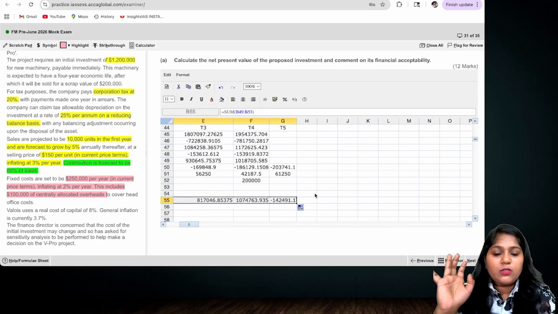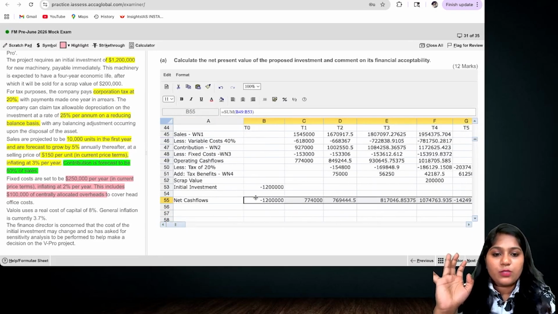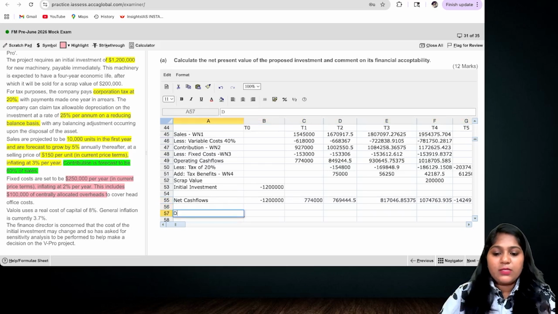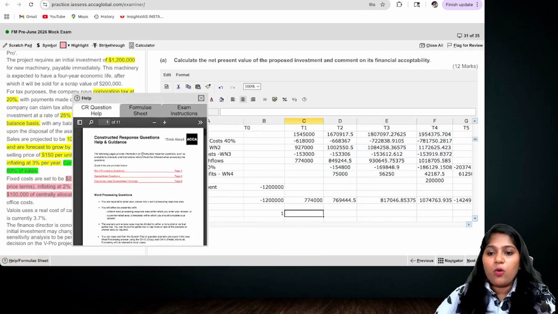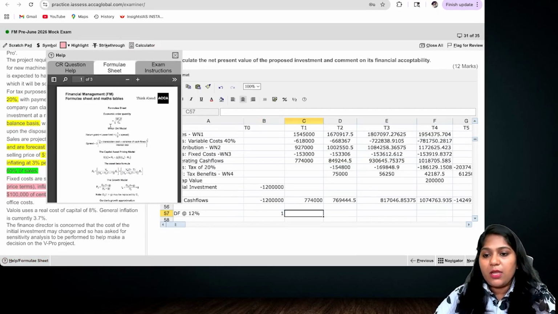Over. So now this is my net cash flows. In this, what will I do? Now, the discounting factor at the rate of 12 percentage. So what is the discounting factor at 12 percentage? Guys, use the annuity factor table or discounting factor table. Go to the formula sheet, drag it down.